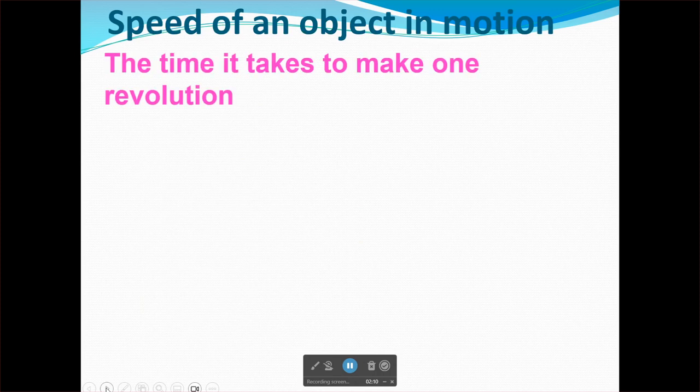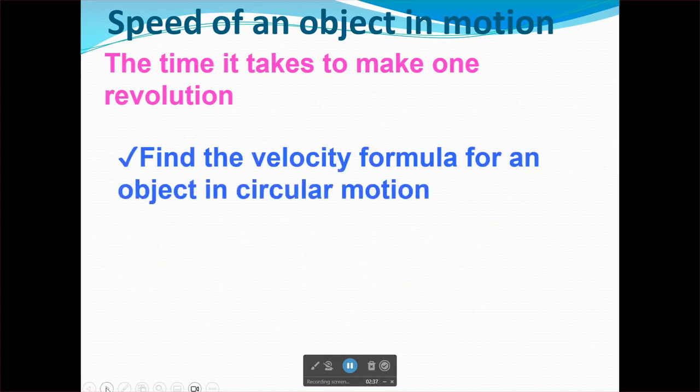Okay, so we're going to look at a few things about an object in motion, right? And so what is the speed of an object in motion? So first of all, the time, right? We're familiar with speed and velocity being distance over time, but for an object in circular motion, time is the amount it takes to make one revolution, okay? So around the circle. So the time it takes to go around one circumference, basically. That's what the time is going to be for an object in motion. And we call that the period.